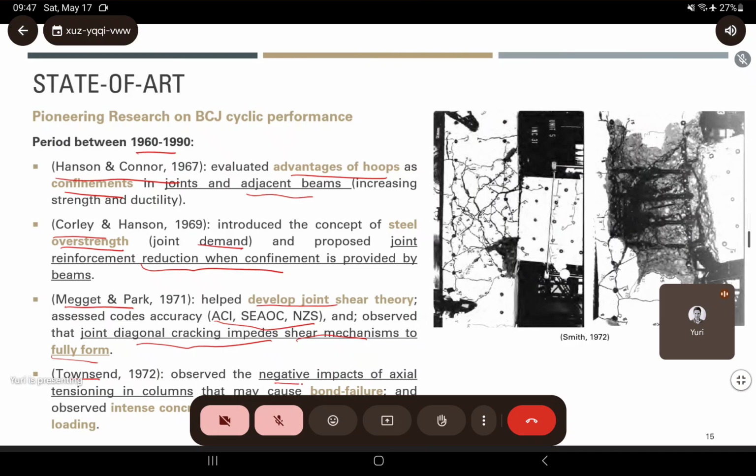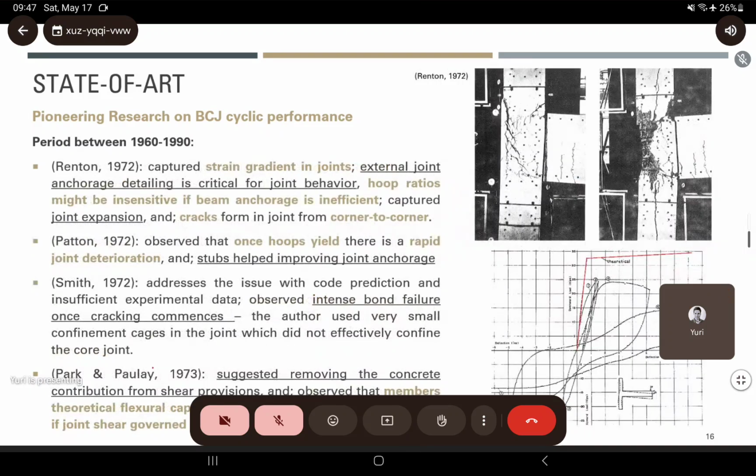Townsend evaluated the negative impacts of axial tension in columns, which are pretty much related to bond failure and intense concrete deterioration under cyclic loading. Renton observed the high strain gradients in joints throughout the joint depth. He evaluated hoop ratios that might be insensitive depending on the effectiveness of the anchorage. They also observed that cracks form corner to corner instead of following a 45-degree angle.